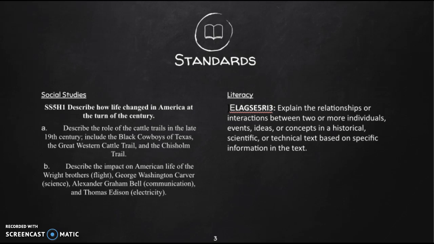We only covered A and B, so cattle trails, cowboys, and all of the inventors: the Wright brothers, George Washington Carver, Alexander Graham Bell, and Thomas Edison. Part C and D were covered the following week after I taught this. And then for literacy, for all of our writing and comprehension pieces, we had standard ELA GSE 5R13.